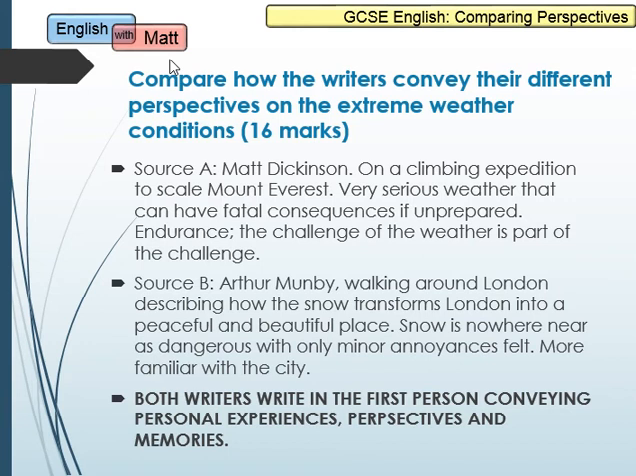However, in source B, Arthur Mumby is just walking around London, and he is simply describing the snow and how it transforms the city and how it looks. But as we've said, the snow is nowhere near as dangerous, and with only minor annoyances felt. And because he's more familiar with the city, I believe Arthur Mumby is a Londoner, it means that he isn't going to be as dramatic or hyperbolic or exaggerating in terms of how he describes the snow, because he's familiar with that setting. And obviously cities are often more populated than Everest, so it's not going to be difficult to find people if you need help.